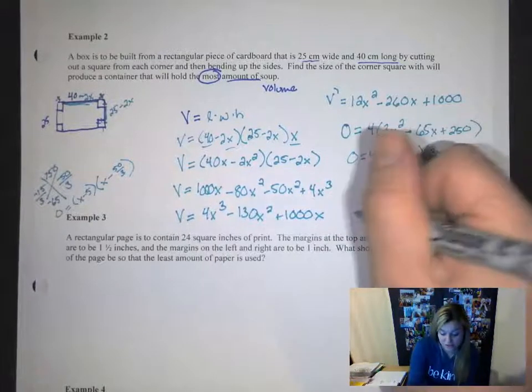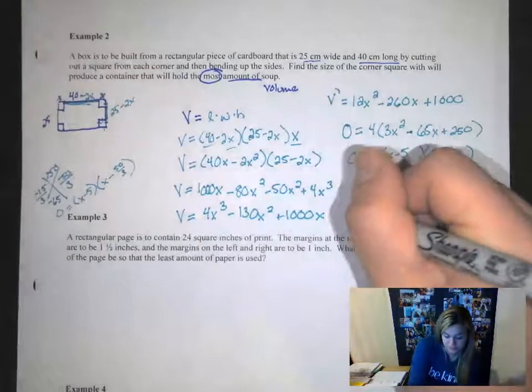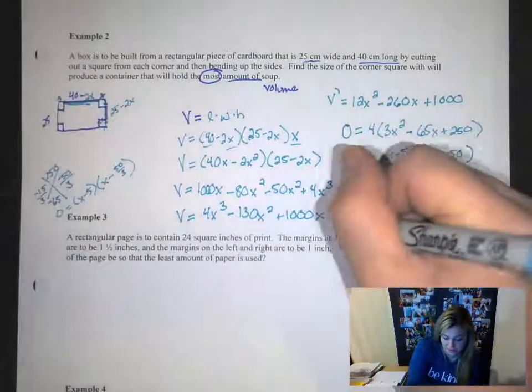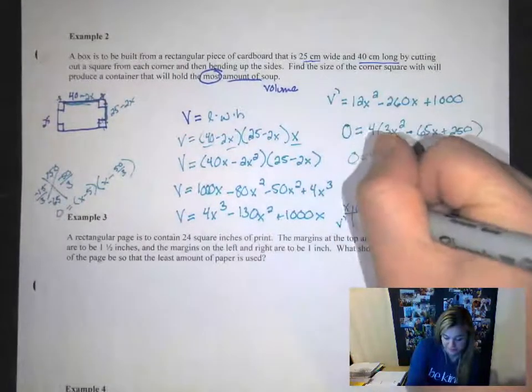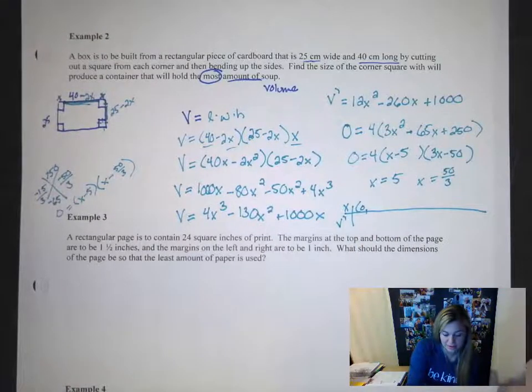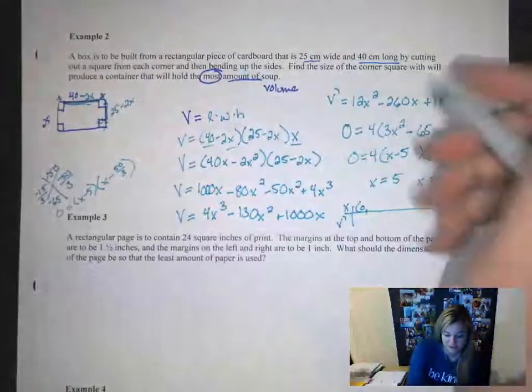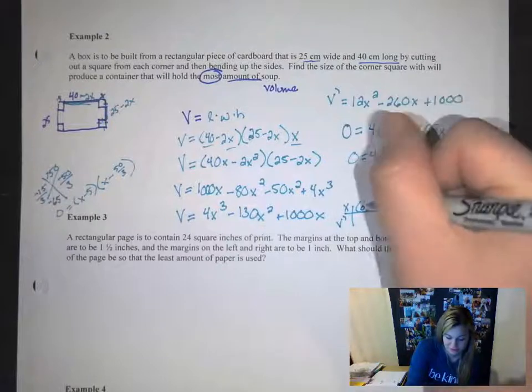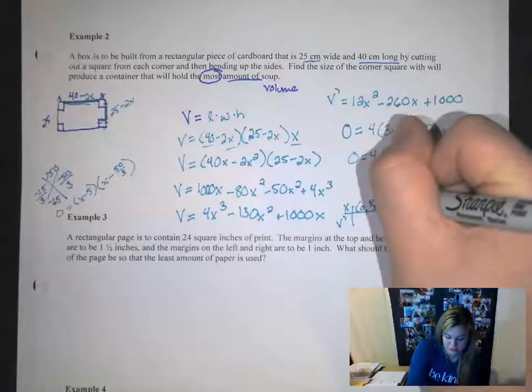Then we make a chart. This is x, this is v prime. Again, I can't have a square that has negative length. So 50 over 3.